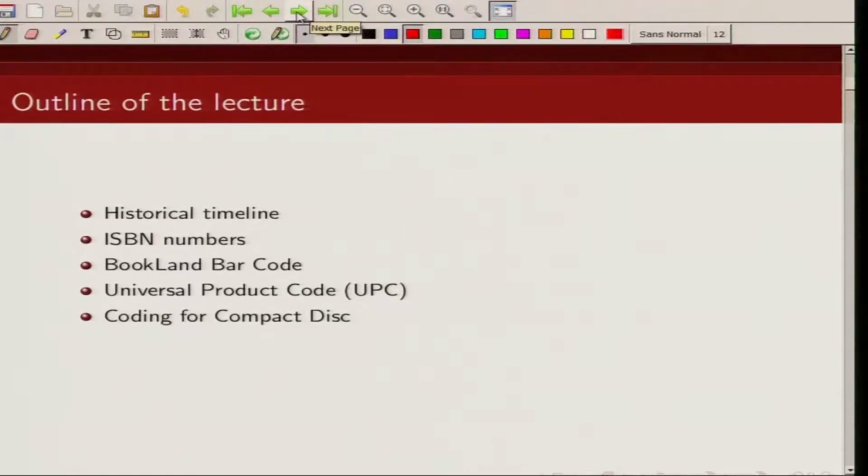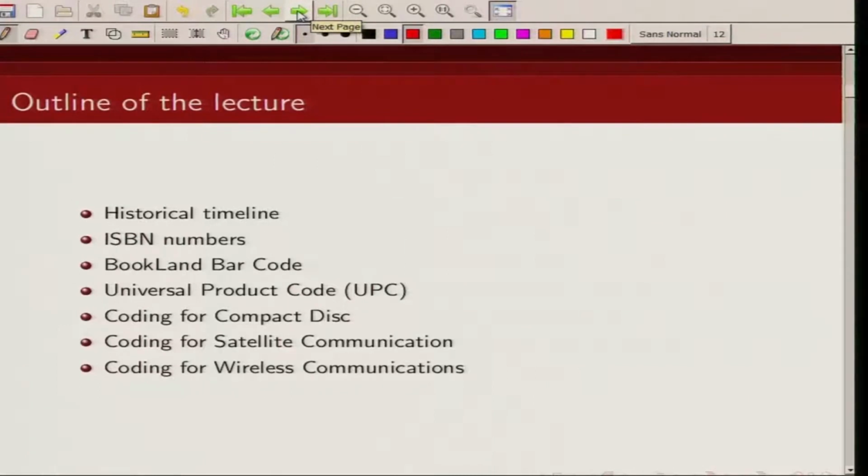Then we will talk about some of the applications of error control coding in practice. So, we will start off with applications in compact disk, and then we will talk about applications in satellite communication as well as deep space explorations. And finally, we will conclude with applications in wireless communications.